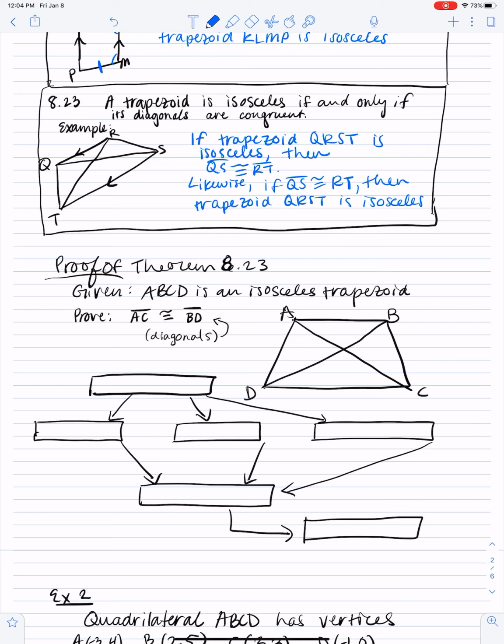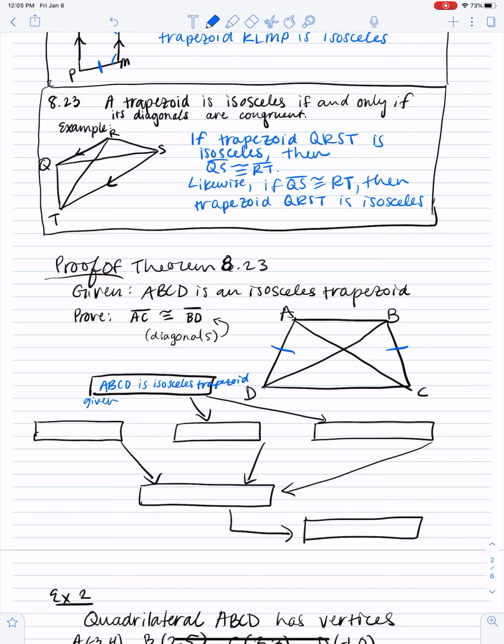So given there's a trapezoid, and it's given that this trapezoid is isosceles, so I'm going to mark it up right here. And I need to prove that AC is congruent to BD, which is the two diagonals are congruent to each other. Okay, so I'm going to start with my given. As always, ABCD is an isosceles trapezoid. Okay, and then that information, actually I need to get rid of this arrow, because it actually only goes to 2 pieces of information from there.